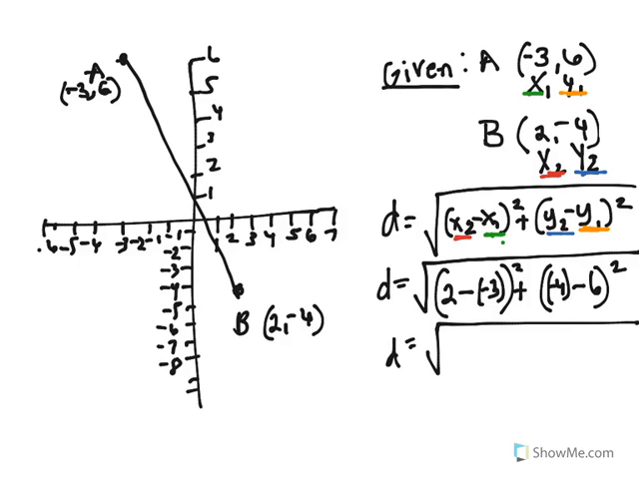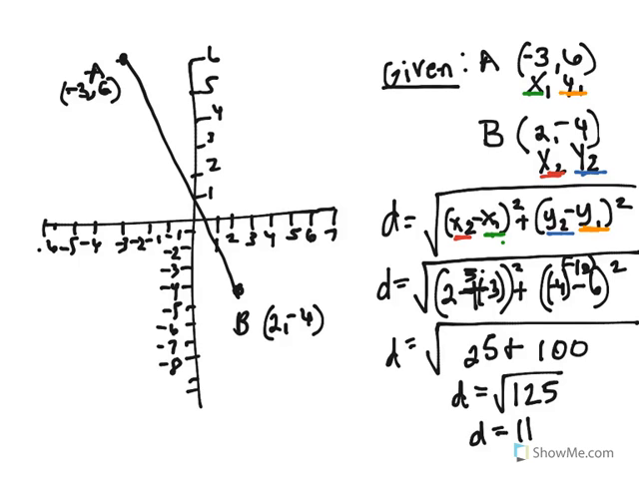Now I'm going to simplify the things in my radical. I have 2 minus -3 gives me 2 plus 3, which gives me 5. And then that 5 is squared. So I have 25 plus -4 minus 6. That's -4. I'm taking away 6 more. I get -10. -10 squared is going to be 100 because a negative times a negative is a positive. So I have 25 plus 100 under my radical. I'm going to add them together. Take the square root. And the square root of 125 is 11.18.